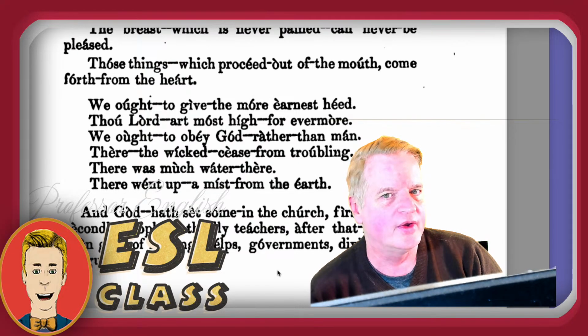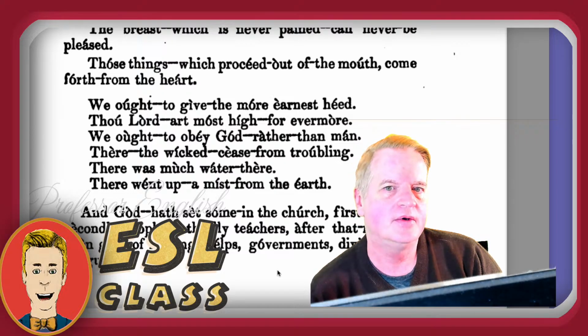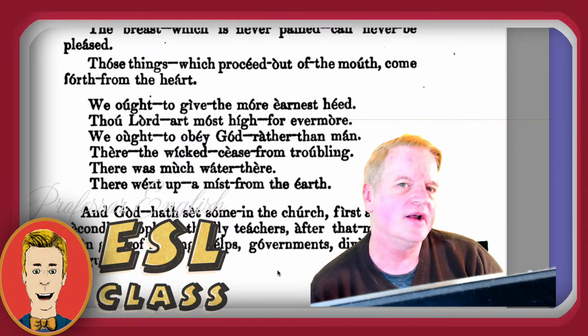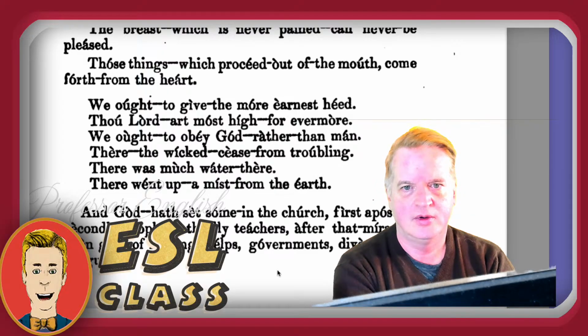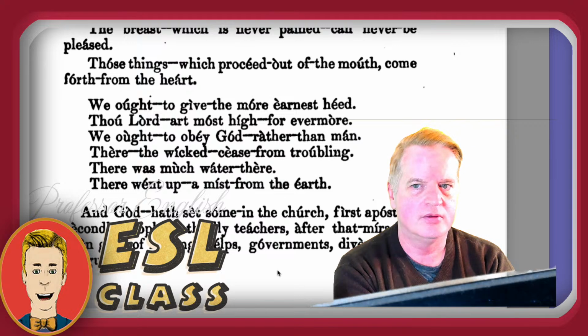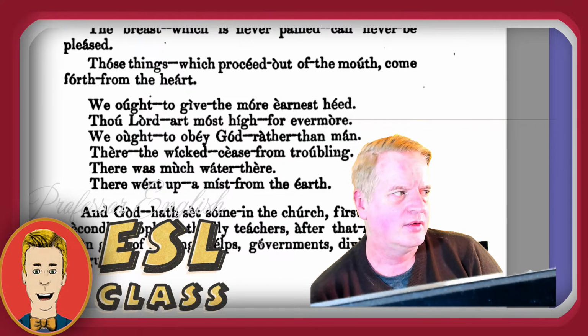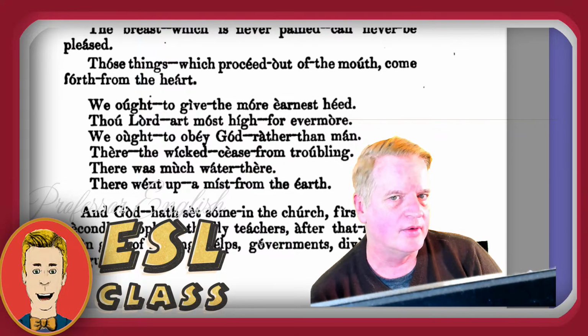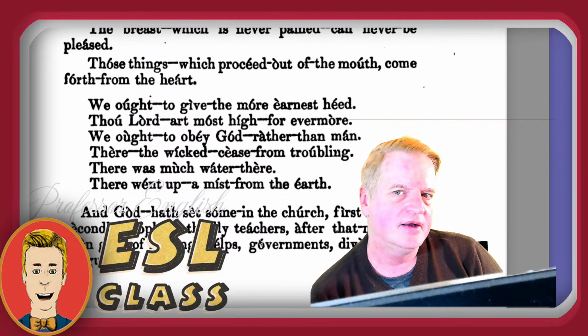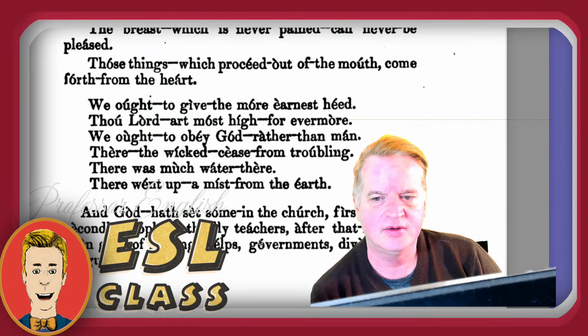Proceed out of the mouth. Out of the, three sounds, out of the. Proceed out of the mouth. Those things which proceed out of the mouth. Out of the, three sounds, you're saying two sounds. Out of the mouth, which proceed out of the mouth. Okay, what is the final part of the phrase?